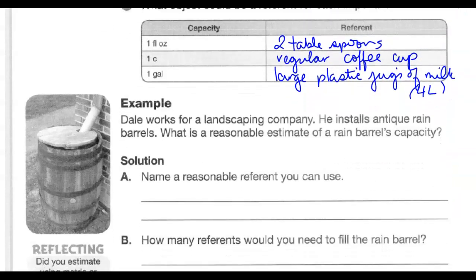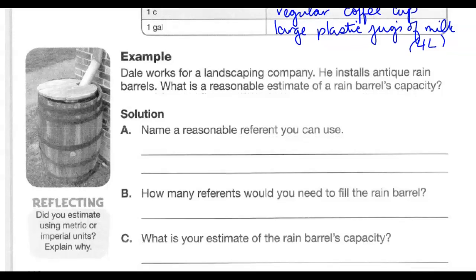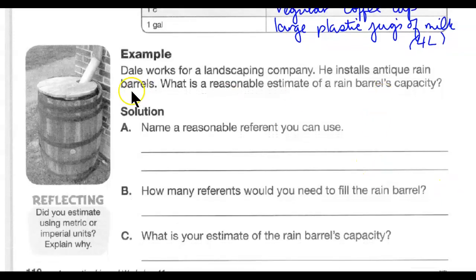Says Dale works for a landscaping company. He installs antique rain barrels. What is a reasonable estimate of a rain barrel's capacity? So take a look. It's a big barrel and collects rain. So then you can use that in your garden. Name a reasonable reference you can use. So that's pretty big, right? So that would be a lot of plastic jugs of milk.